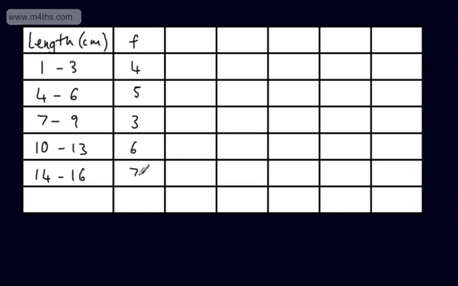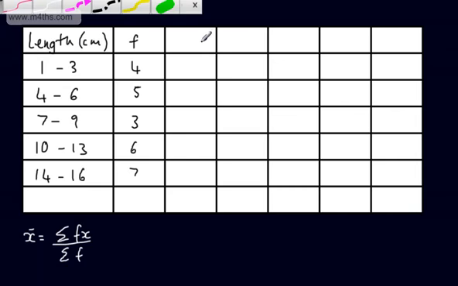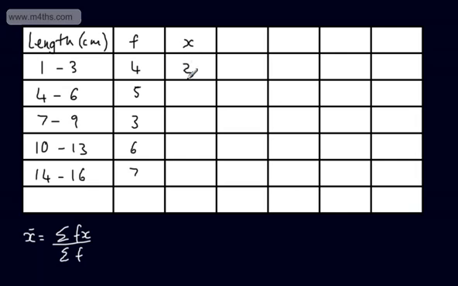So what we're going to do is go ahead now and start with an estimated mean. So what we want to do is find x bar. x bar is going to be the sum of fx divided by the sum of f. So what we want now is x. x is the midpoint of each of these. So let's put x on here. That's going to be 2, then the next one we're going to have 5, then 8, we'll have 11.5, and then finally 15.